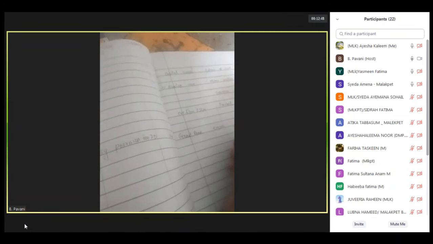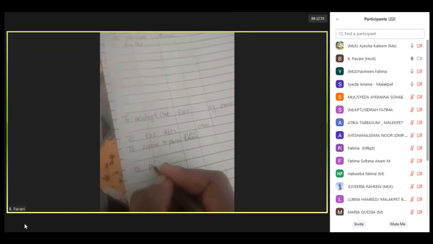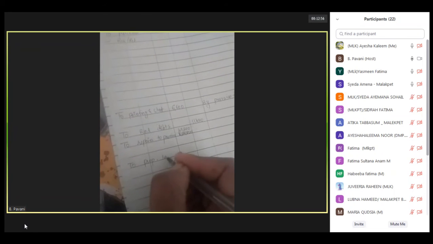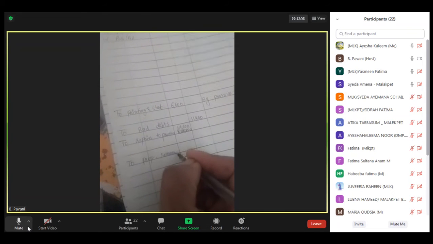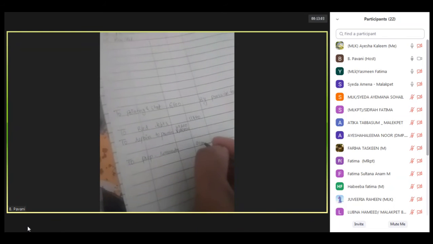The next one is proprietor's remuneration. This is an expense, so we have to write it in the P&L account debit side. Proprietor's remuneration, the amount is 20,000.